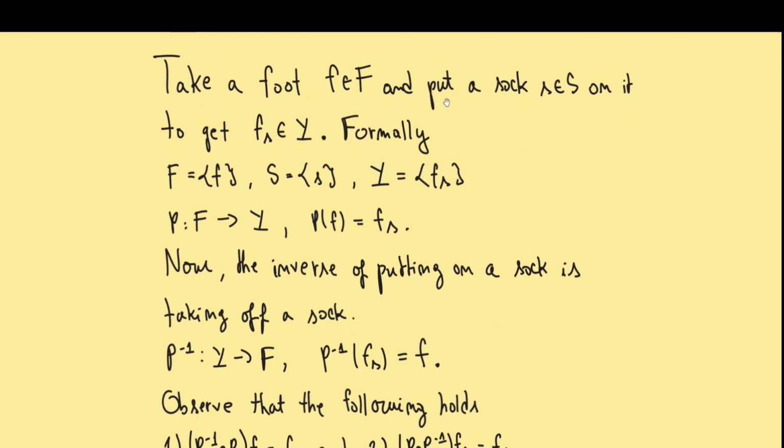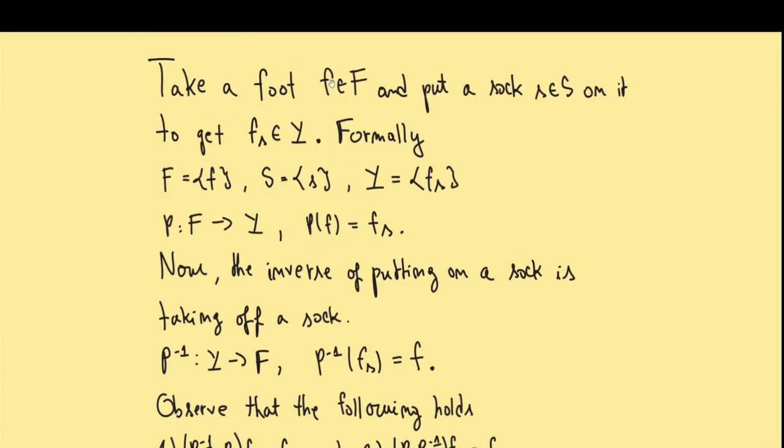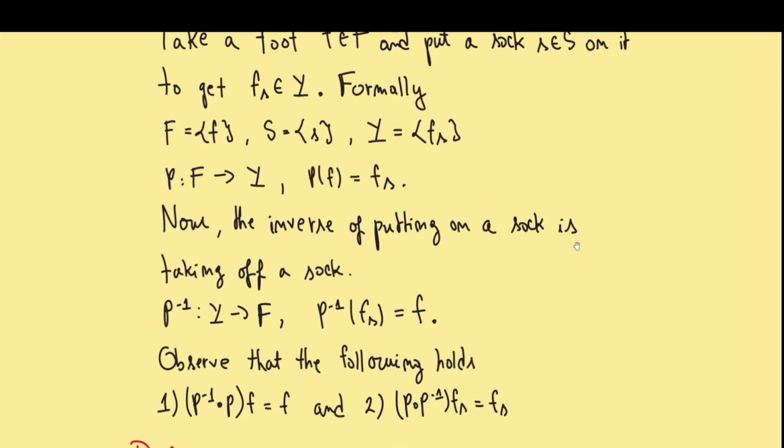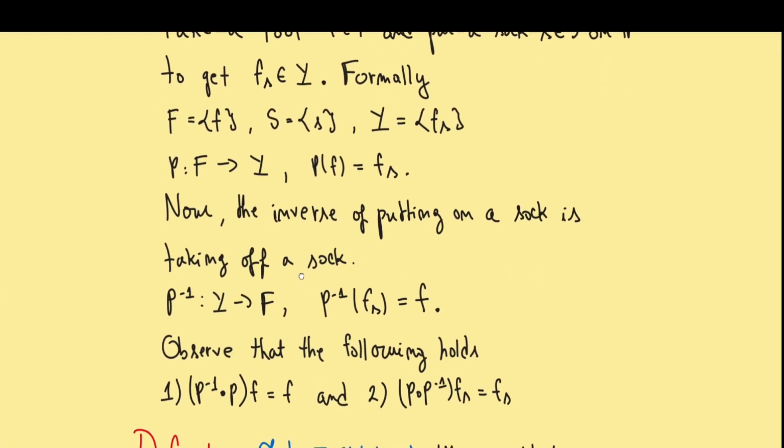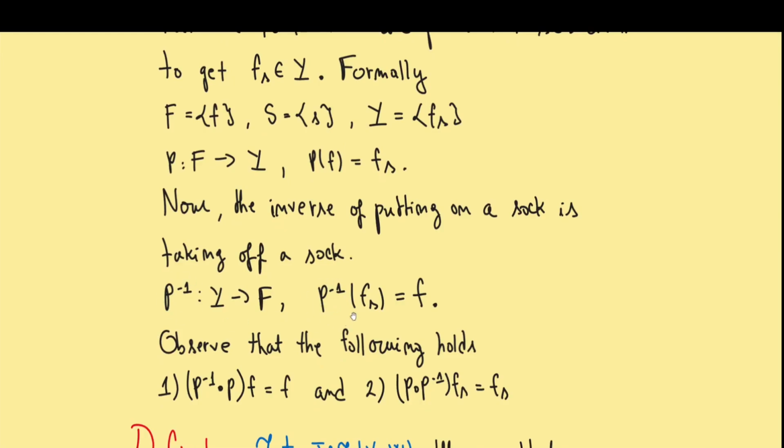So take a foot and put a sock on it. Well, now you got a foot with a sock. So formally expressed as a function, the notion of putting a sock on: you give me your foot and I give you the foot with the sock on it. So P does that putting of the sock. Now, the inverse of putting on a sock is taking off a sock, expressed as a function like this. So you give me your foot with a sock on it, and I just give you back the original foot.